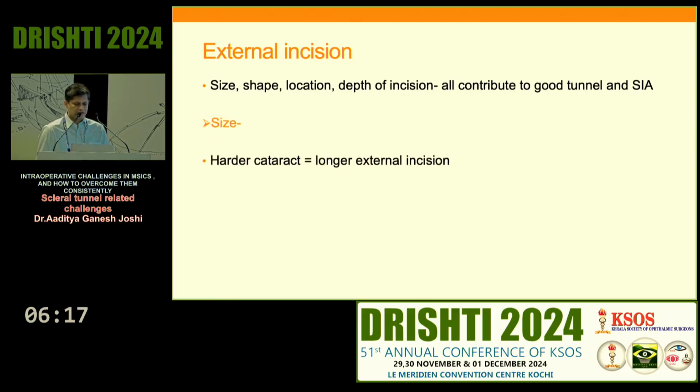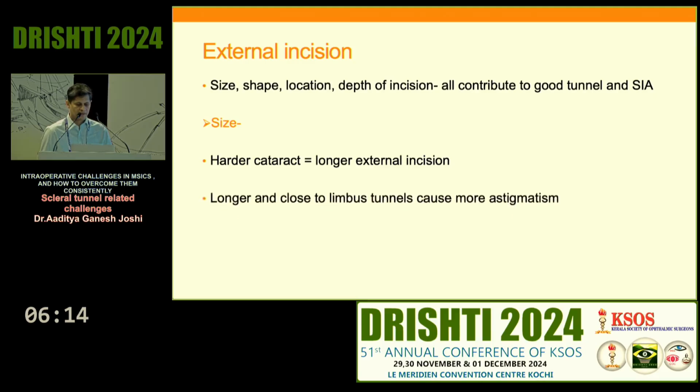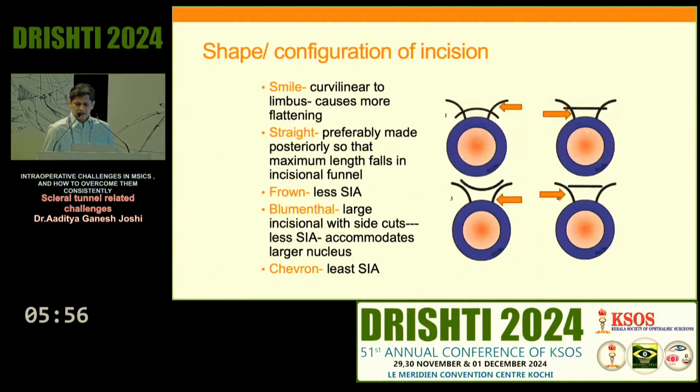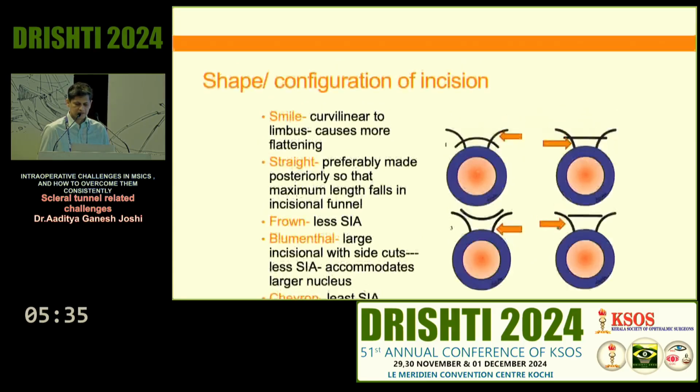The size mainly depends on the hardness of the cataract, but the longer the incision or the closer it gets to the limbus, the more astigmatism it can cause. So to negate that, there was a concept of the astigmatically neutral tunnel explained by Koch. The arrows here point towards the astigmatically neutral funnel, where the incisions made are astigmatically neutral or create less astigmatism. So incisions like Fron, Blumenthal or Chevron mostly lie in this funnel and they create the least astigmatism as compared to the smile and straight incisions.